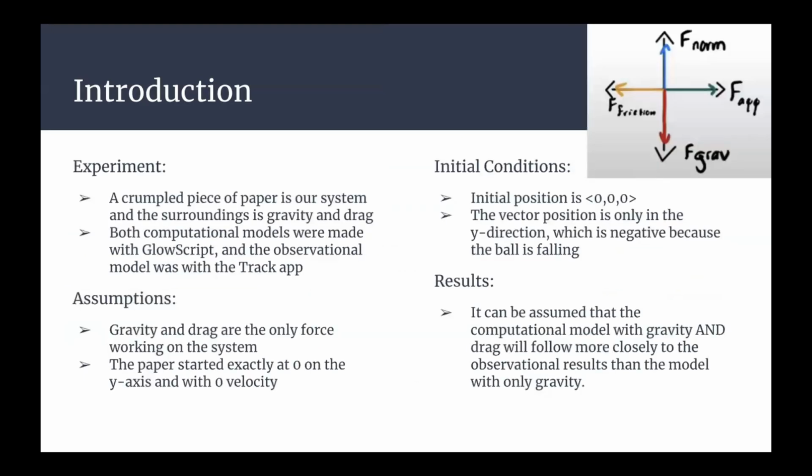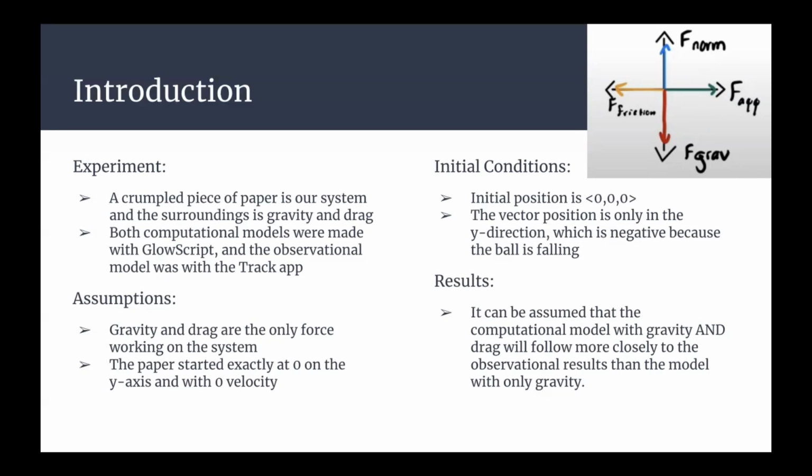Continuing with the introduction, we can talk about this experiment. A crumpled up piece of paper is our system, while the surroundings are gravity and drag. Both computational models were made with GlowScript, and the observational model was made with the Tracker app. Some assumptions made were that gravity and drag are the only forces working on the system, and that the paper started at exactly 0 on the y-axis with 0 velocity.